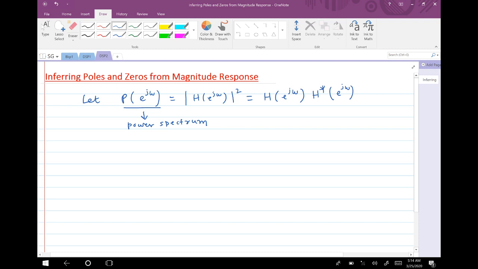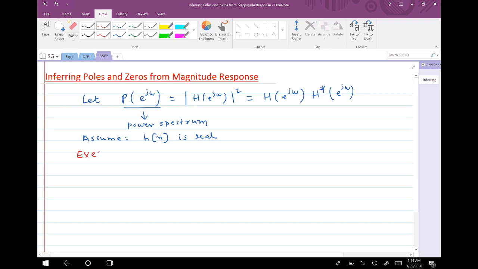Before I go further, throughout this lecture we'll be assuming that our h of n is a real signal. H of n is real. Here we will be making use of a couple of results that we have earlier derived while discussing the DTFT. I leave them as exercises to you; I'll write them out and you work it out yourself.